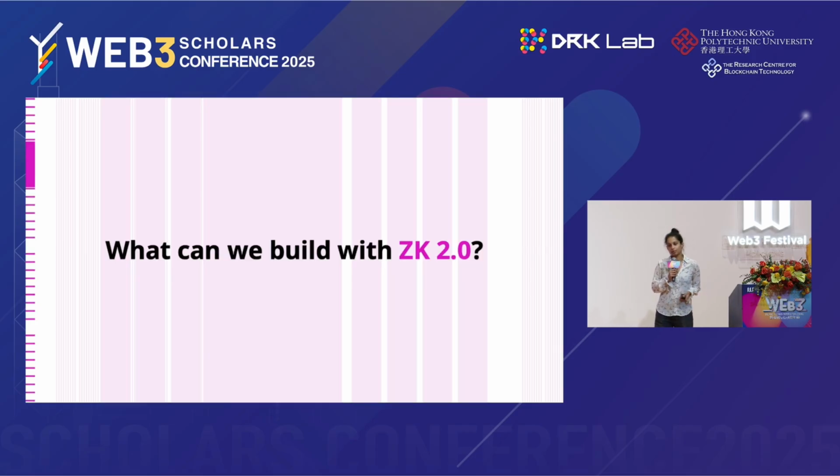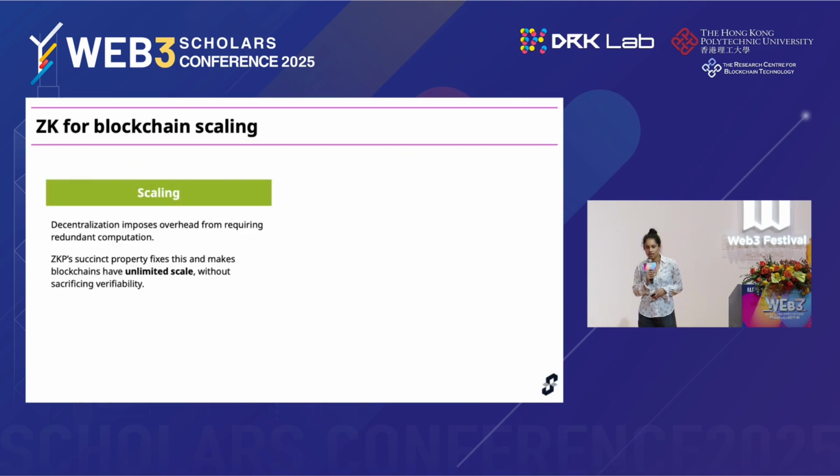So ZK 2.0 is super awesome, and it's kind of this new paradigm of ZK. And now the question to ask is, what can we build with this? So the most obvious use case for ZK that has been true for the past several years is ZK for blockchain scaling. Inherently in a blockchain, you have decentralization, which imposes an overhead from requiring redundant computation. And the succinctness property of zero-knowledge proofs fixes this and makes it so that blockchains can have unlimited scale without sacrificing verifiability.